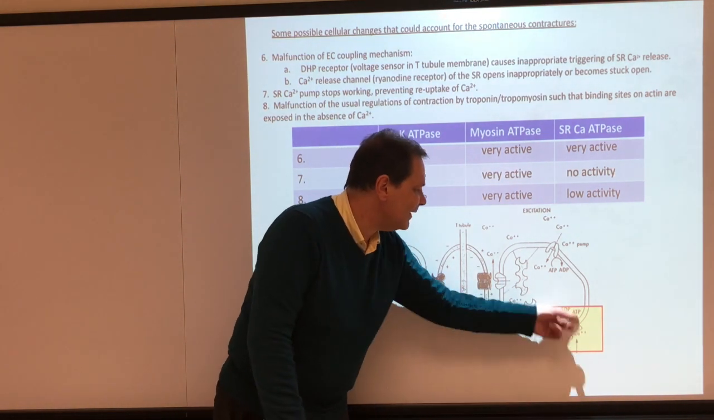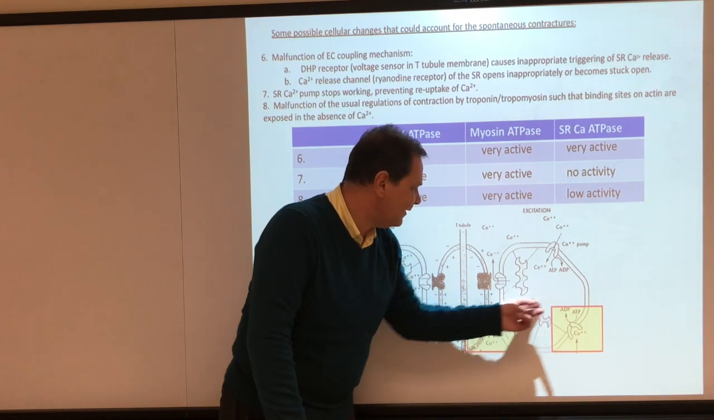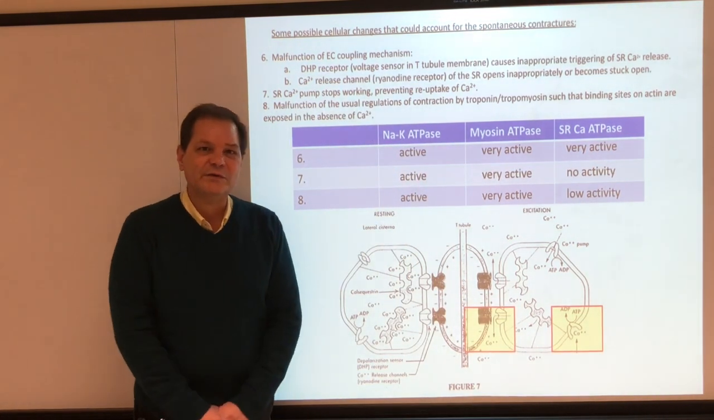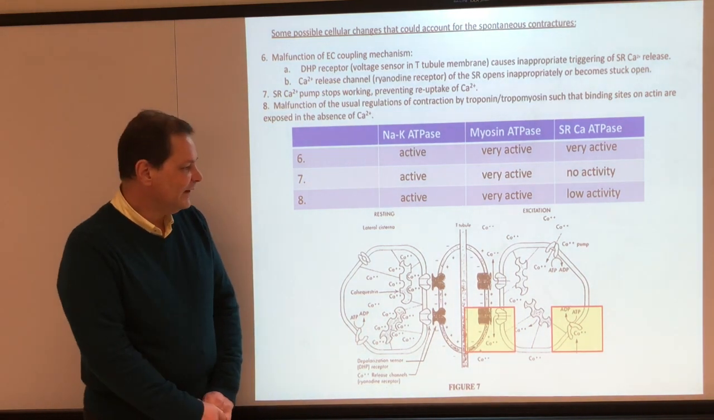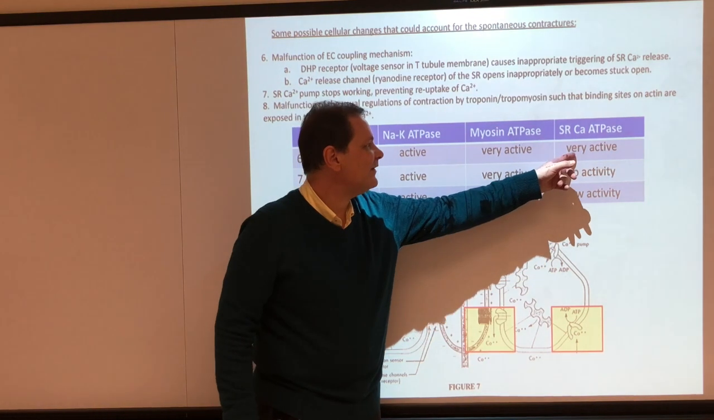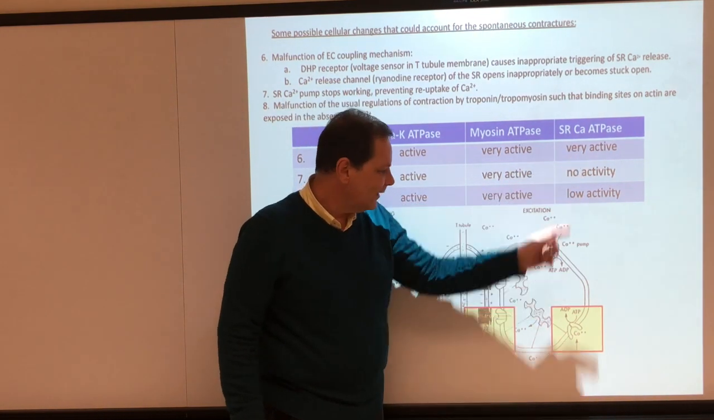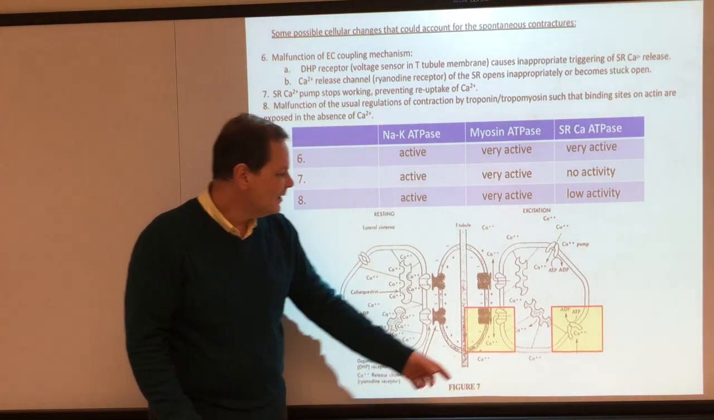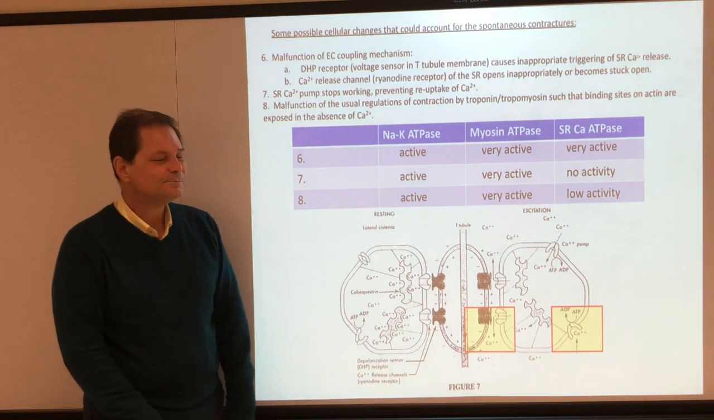So you never accumulate that calcium back into the SR, and you have this vicious circle where you've short-circuited the uptake mechanism. So the SR calcium ATPase activity is going to be very high because you have high calcium in the cytosol and you can't bring that calcium down because it's just being re-released again.